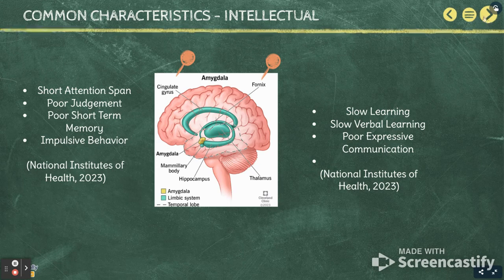And so here we just have some common intellectual characteristics that a person with Down syndrome may display. We have short attention span, poor judgment, poor short-term memory, impulsive behavior, slow learning, slow verbal learning, and then poor expressive communication.